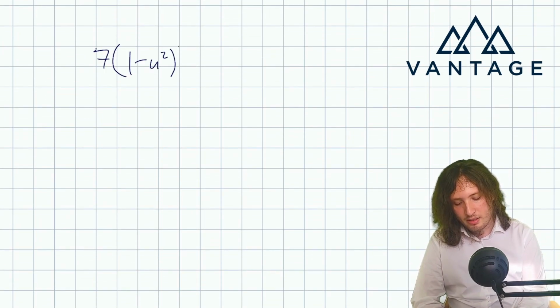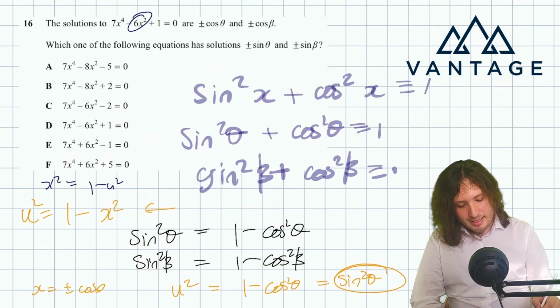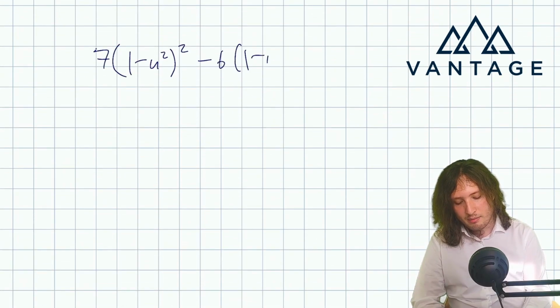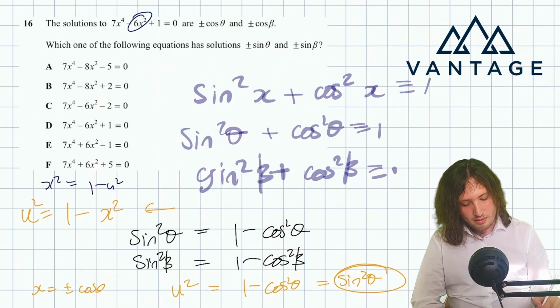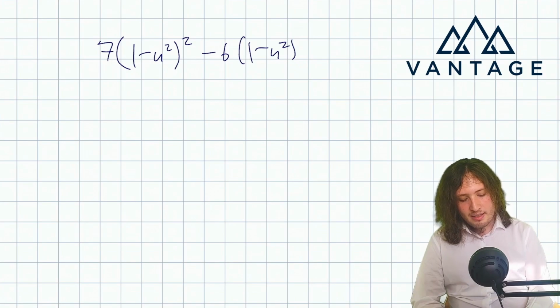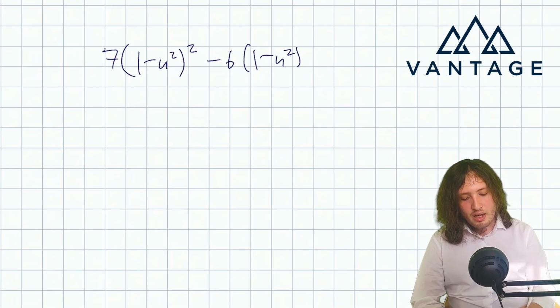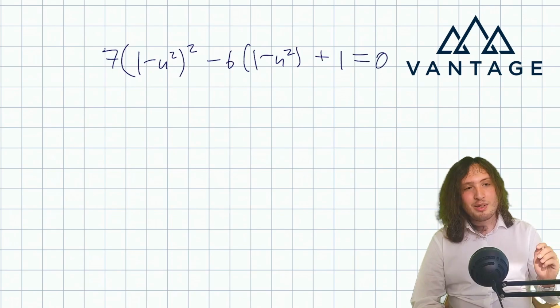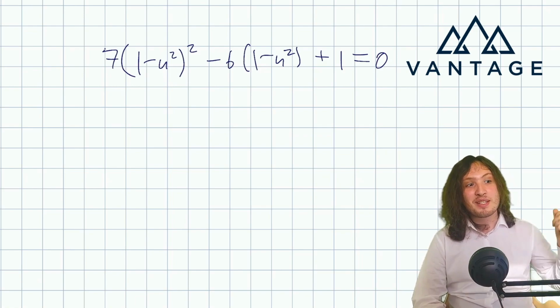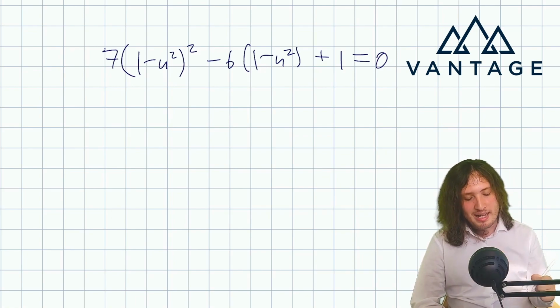So (1 minus u squared) squared. And then minus 6 squared is minus 6 times (1 minus u squared). And then we've still got just the plus 1 equals 0. So we know that by design, the solutions to this quartic in u are exactly what we want. We've designed it that way by making that substitution.